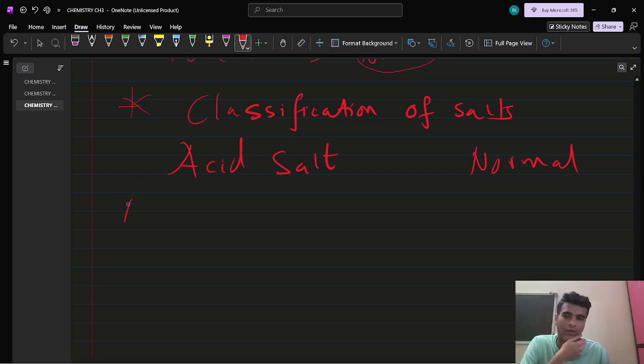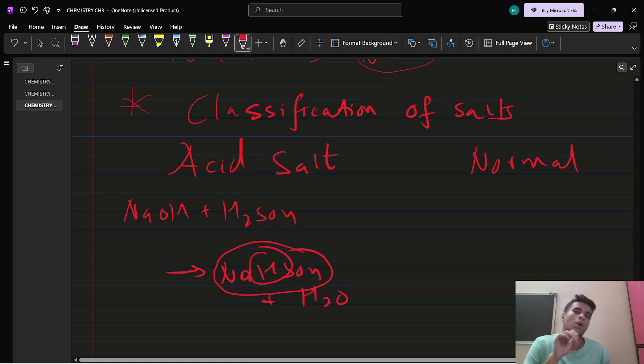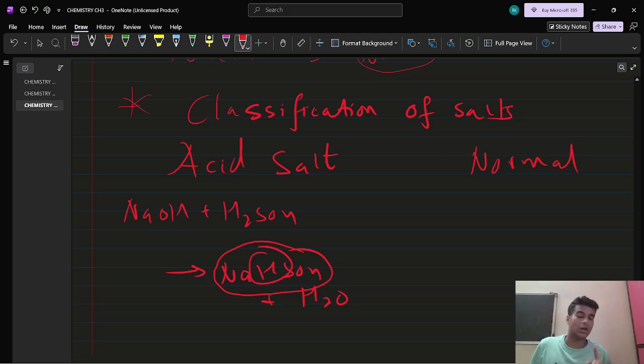For example, I have NaOH plus H2SO4, and this will give NaHSO4 plus H2O. Now this is an acid salt. In an acid salt there is hydrogen in the middle. NaHSO4 looks like this, an acid salt. Why? Because there is hydrogen in the middle. NaCl is clean, there is no hydrogen. Normal salt. When the base is insufficient, that time the hydrogen sticks to the NaHSO4.